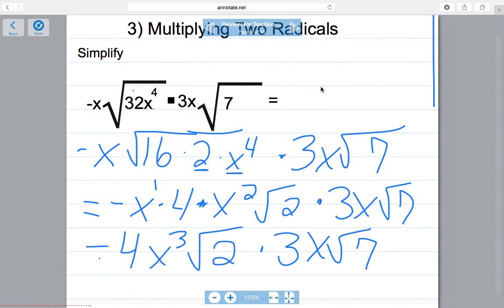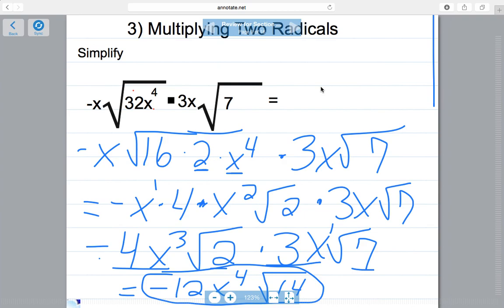Next we would have negative 4x cubed times 3x would give us negative 12x to the 4th. Negative 12 comes from negative 4 times 3. And then x cubed times x to the first power gives us our x to the 4th. Times the square root of 2 times 7, which would be 14. So that would be your final answer. Negative 12x to the 4th times the square root of 14.